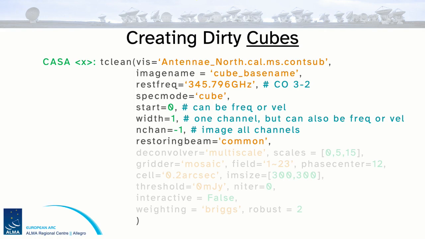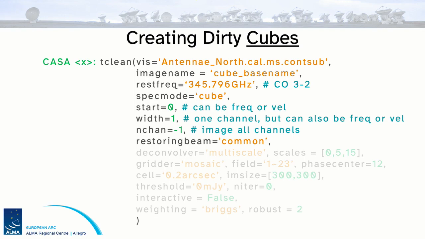When imaging spectral lines, we will need to set specmode equals cube. And we will also need to input the rest frequency of the line that we are imaging. To image an entire spectral window, you can set the number of channels equal to -1, and you can also set a starting value of channel 0 and a width of one channel. Start and width can also be specified in terms of frequency or velocity.